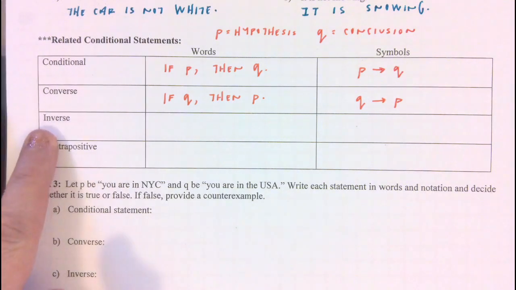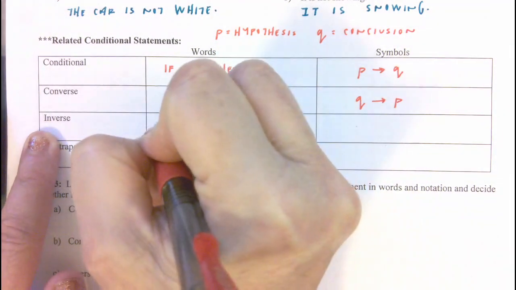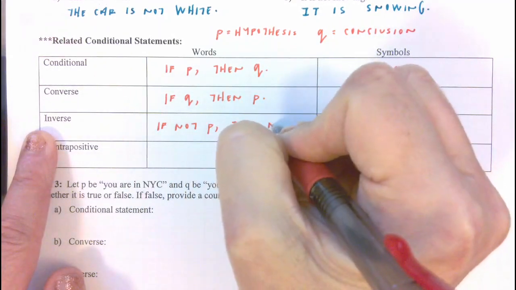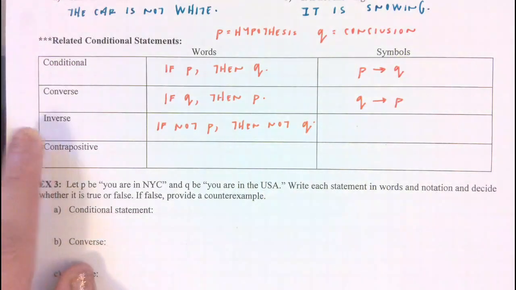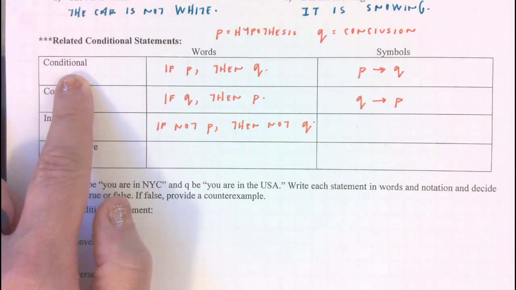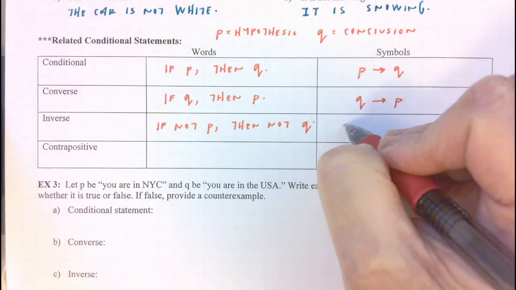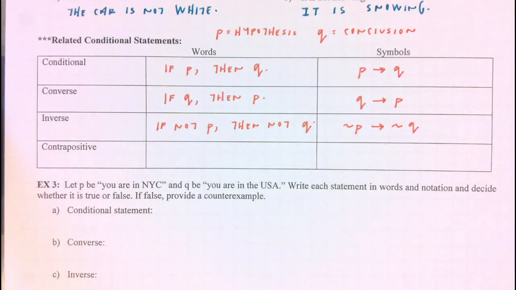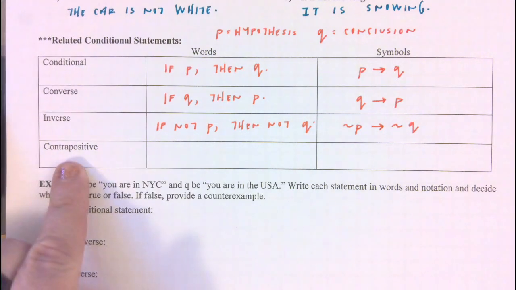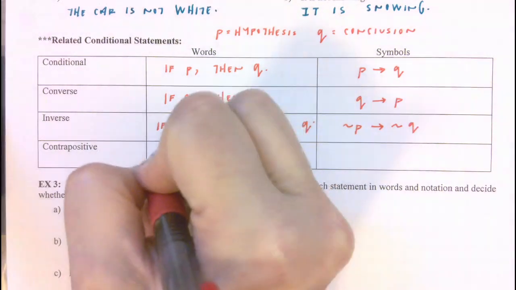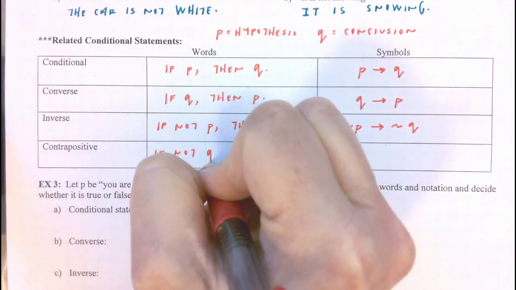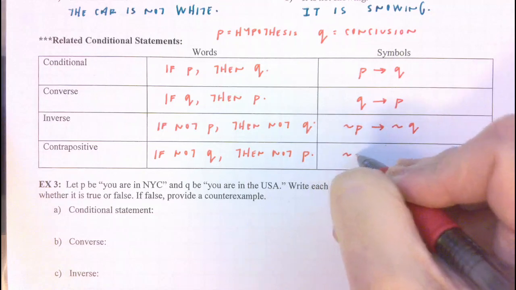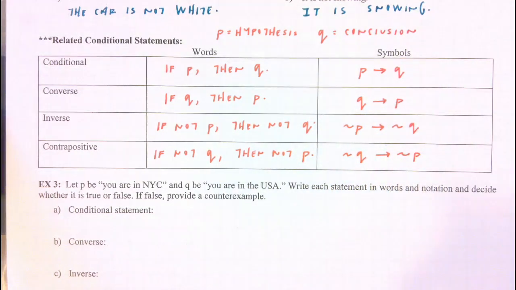Okay, for an inverse, we negate the conditional. So I'm saying if not P, then not Q. So again, the inverse negates the original conditional. In symbols in shorthand, I would say not P to not Q, just like that. Okay, the last one is the contrapositive. And the contrapositive, we negate the converse. So if not Q, then not P. So not Q to not P.